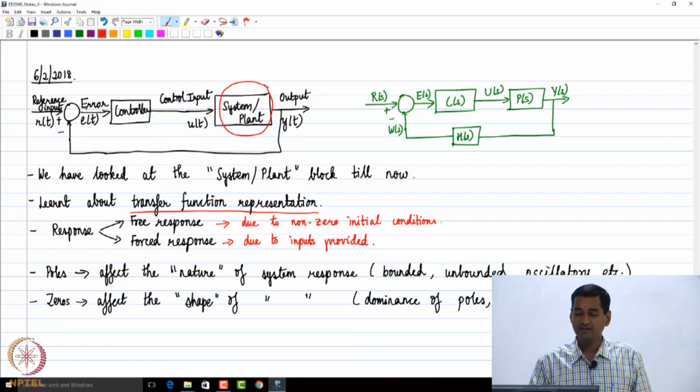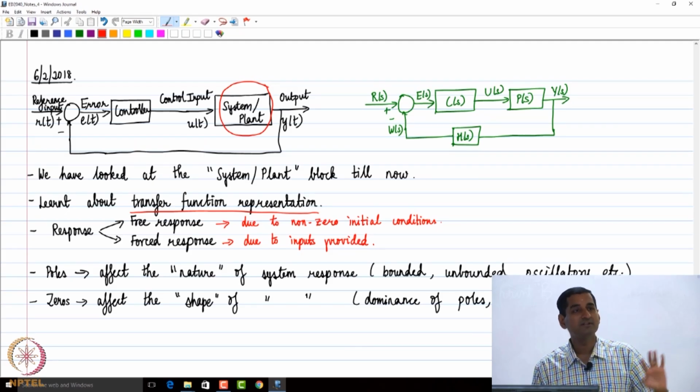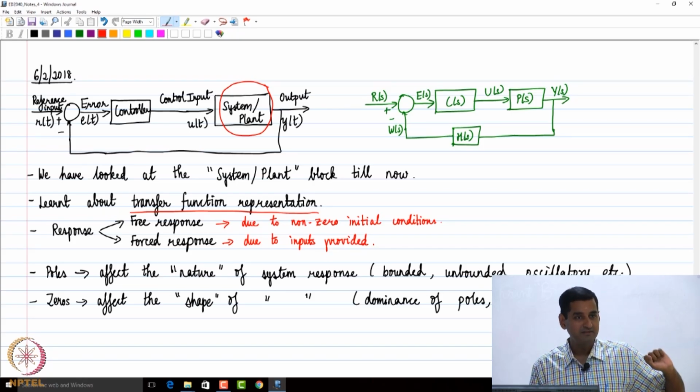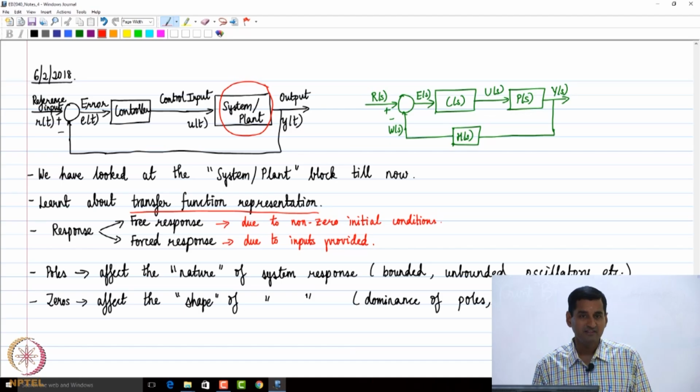And then we saw that when we consider the transfer function, we had poles and zeros, right? So poles were essentially linked to the stability of the system, right? We want all the system poles to be in the left half of the complex plane for BIBO stability. That's something which we figured out.